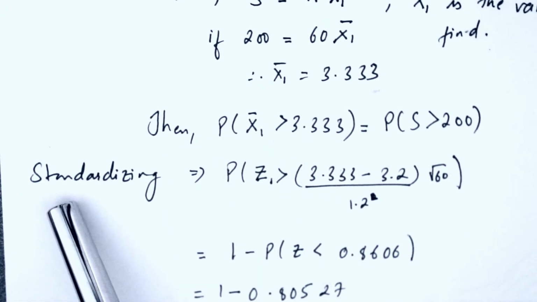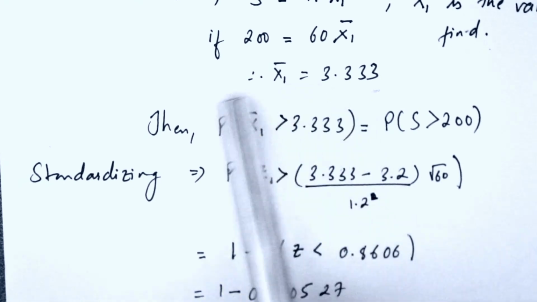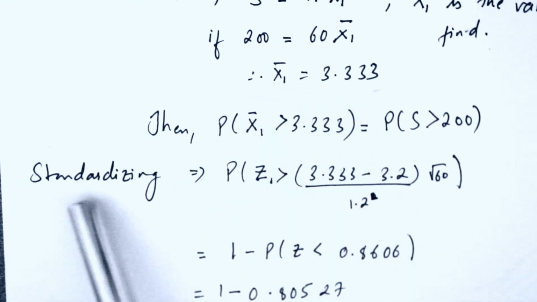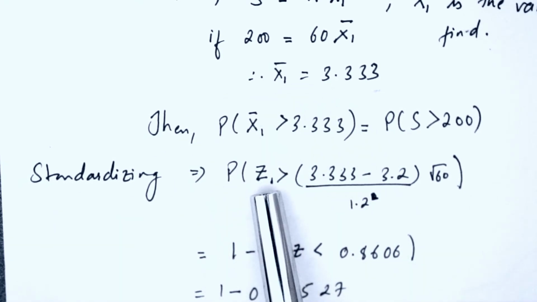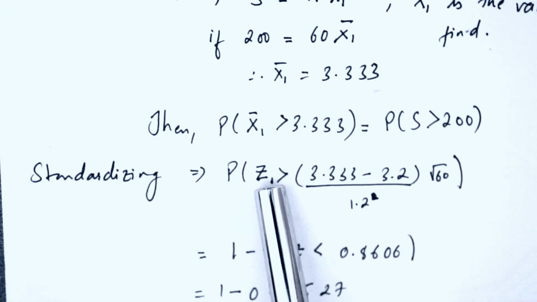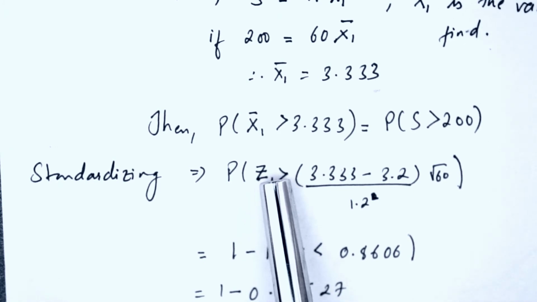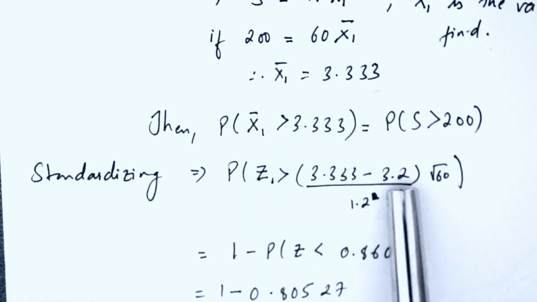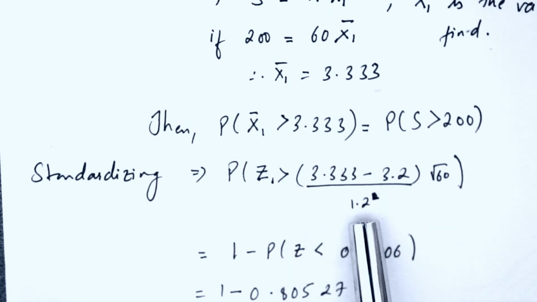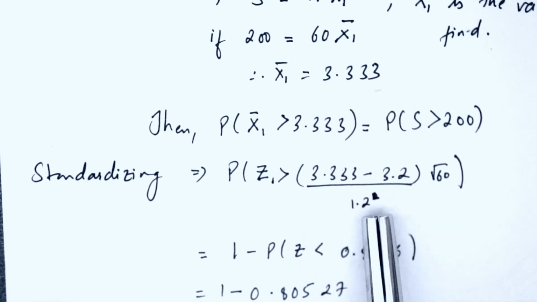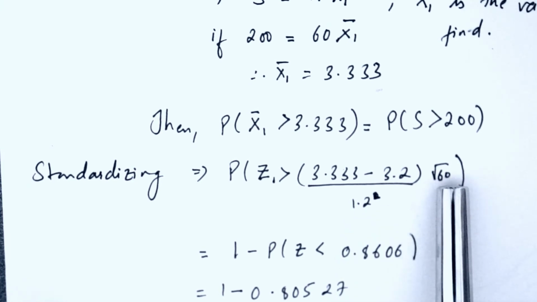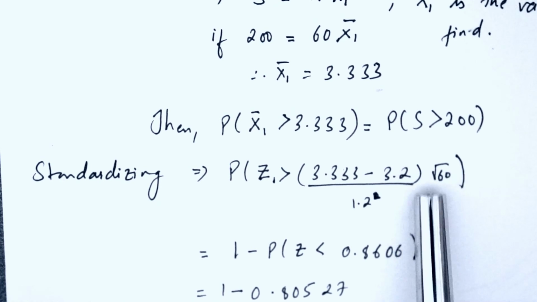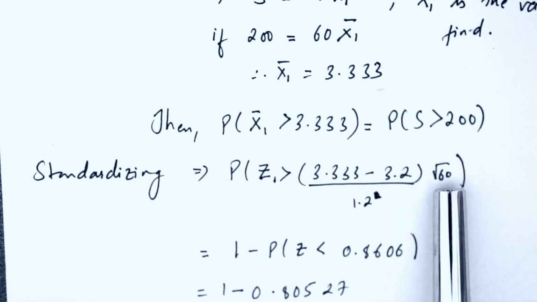Now, when you standardize this, we have the z variable, right? So the standardized normal distribution will have mean 0 and variance 1. So you have the value of this one minus the mean, divided by the standard deviation, right? So I have 1.2 divided by 60, but 60 I've already taken upstairs. And there's a square root here, remember that, okay?